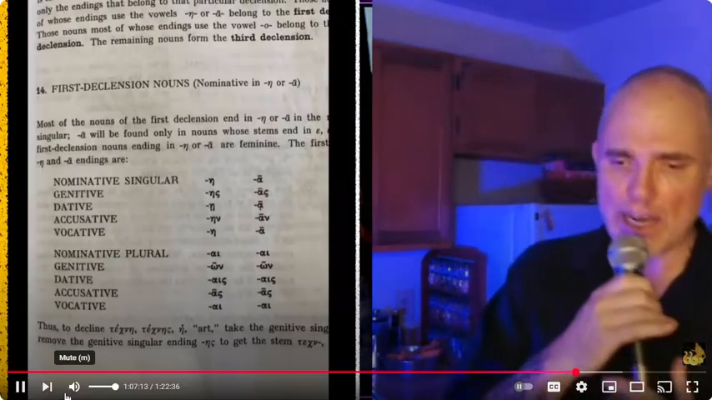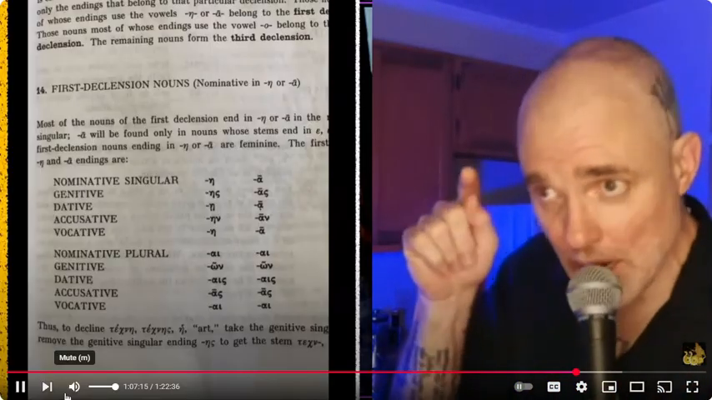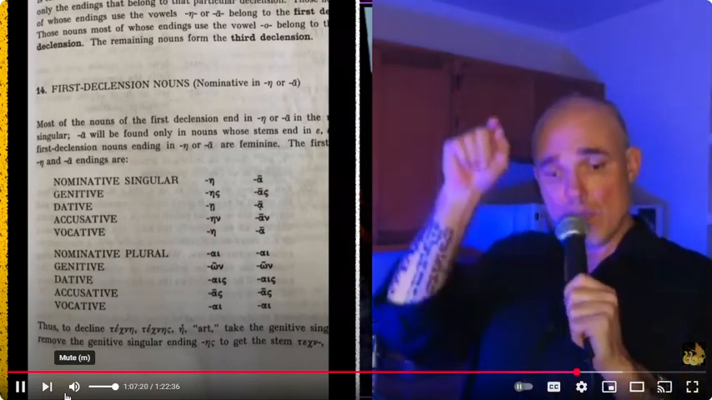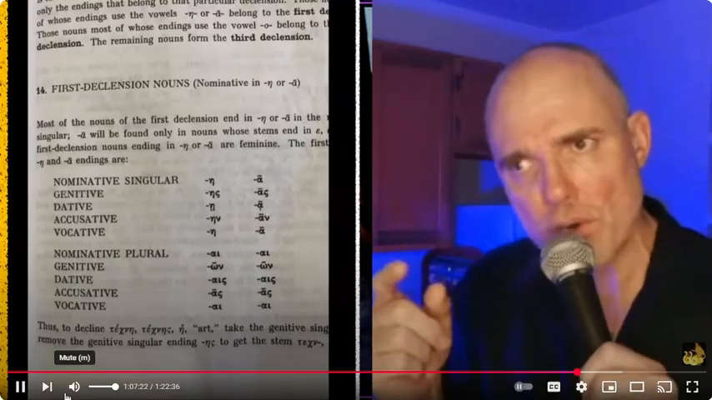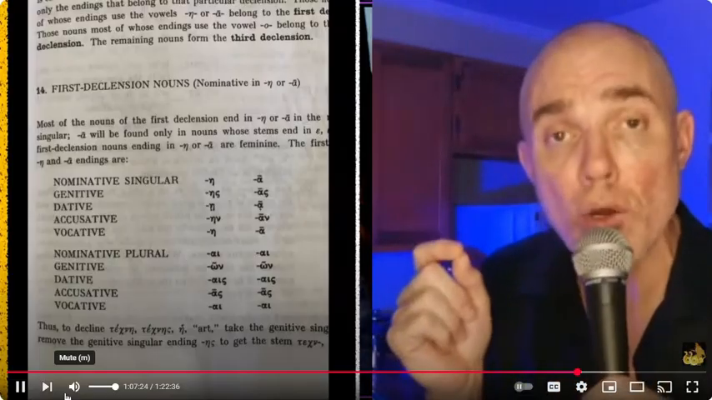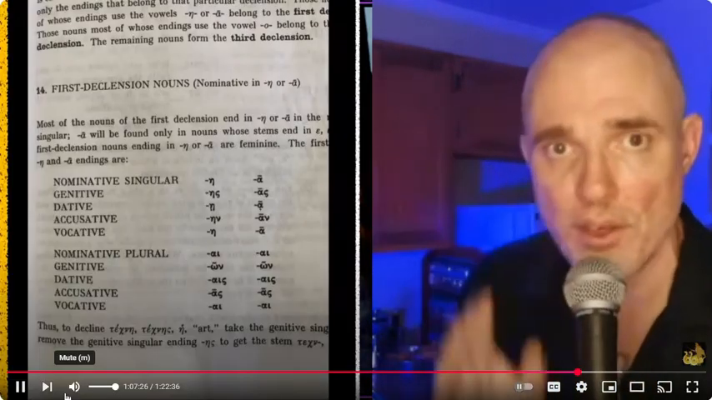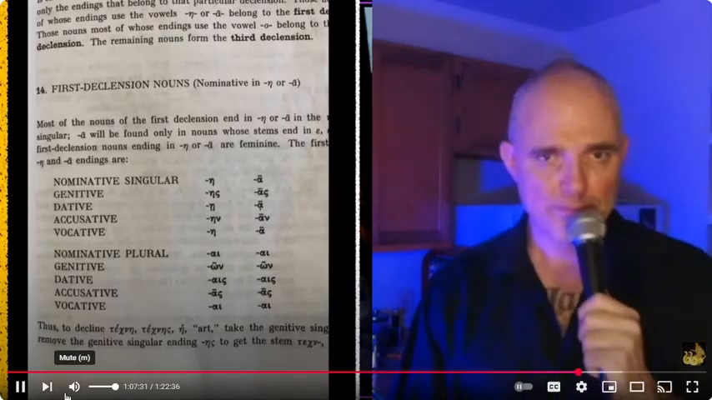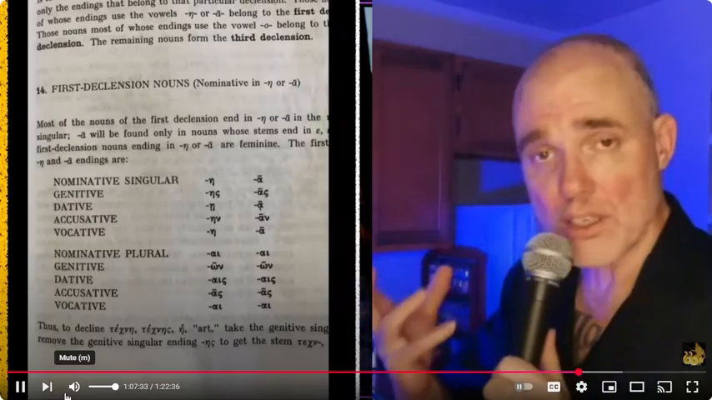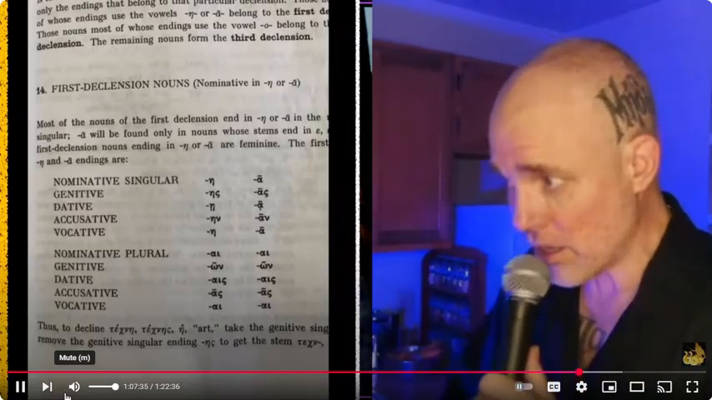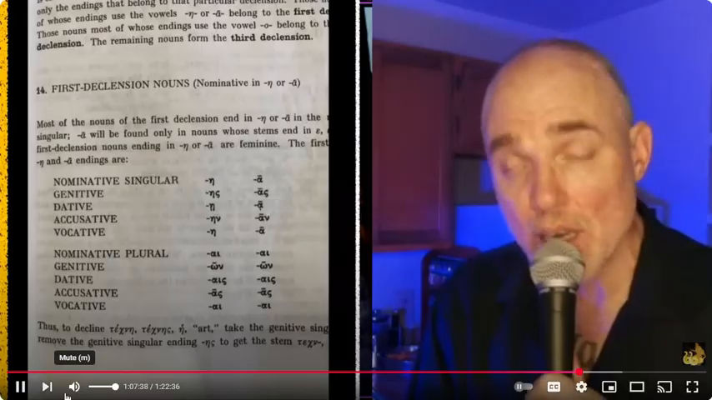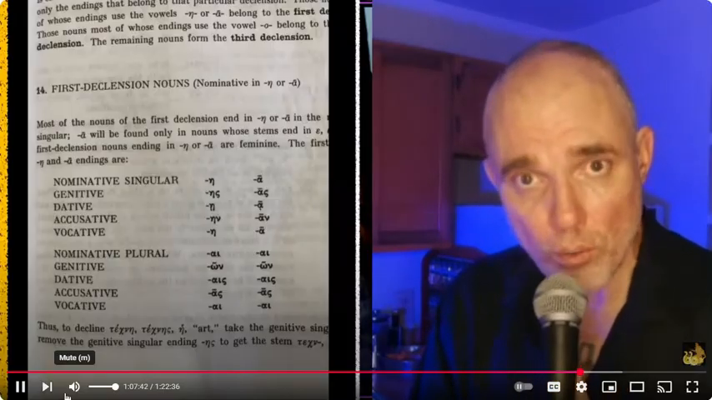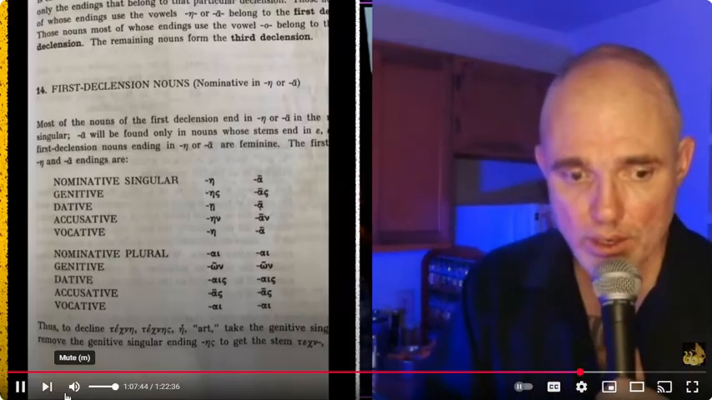What about the dative? It's an eta with a little tiny iota. Everybody see the little tiny iota subscript? And what's an iota subscript? An iota subscript is a tiny miniaturized iota that you place underneath the vowel. And that's a dative. I told you that's the indirect object. How do we translate that in Greek? To, for, or with. You're going to start with those.